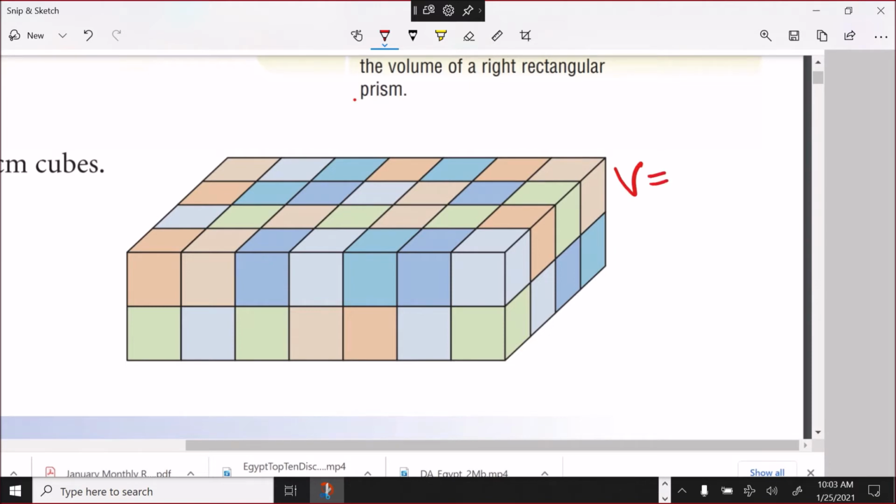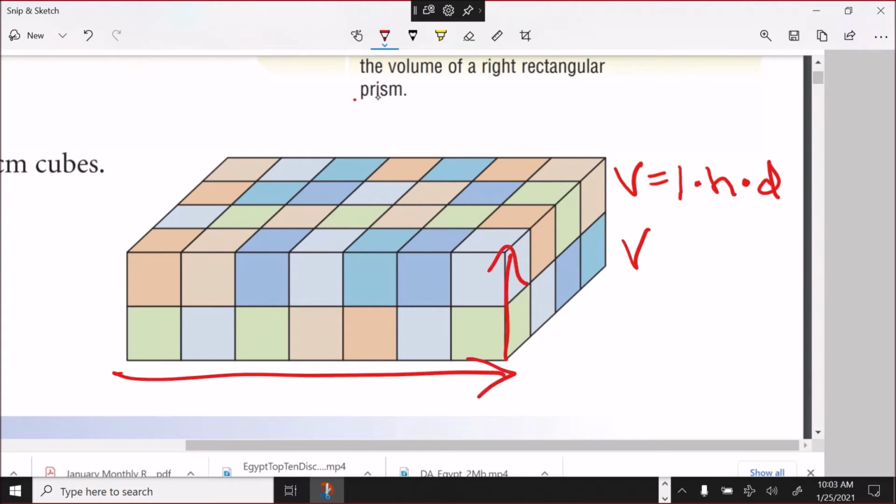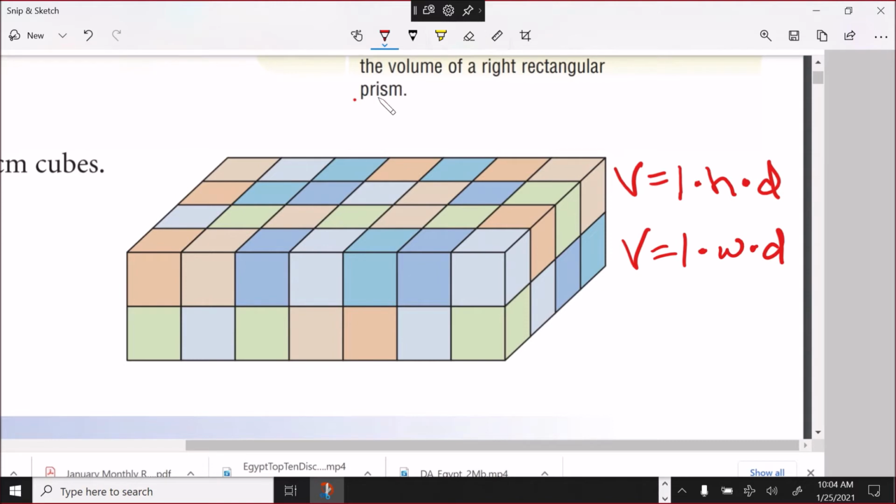Volume. I need a formula now. What do you think our formula is going to be for this? Yes, Henry. Length times height times depth, like that? I agree, because then we would go this times that, right? But usually we would have length times width times depth. So there we go, we've got 3 dimensions.